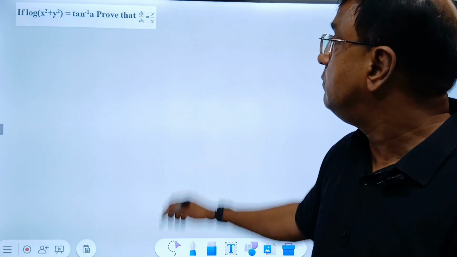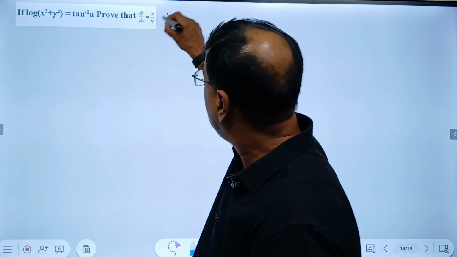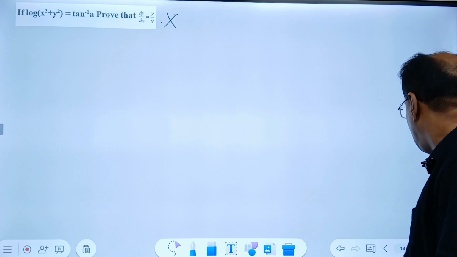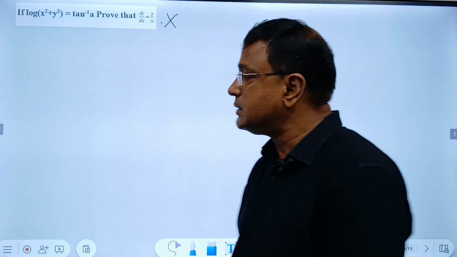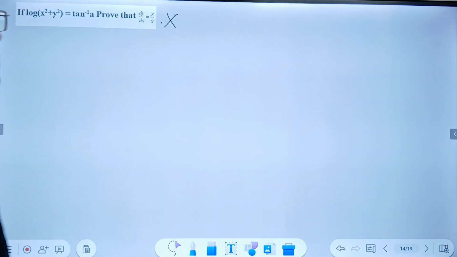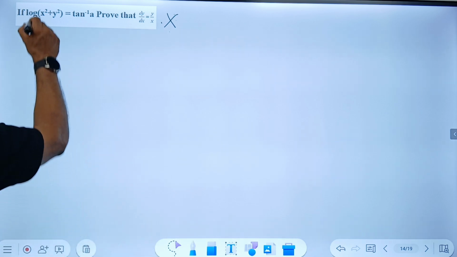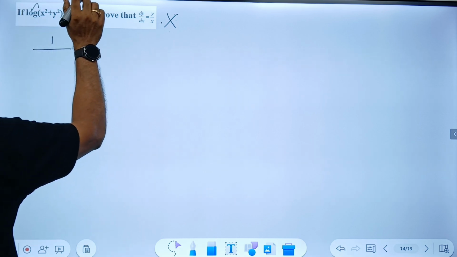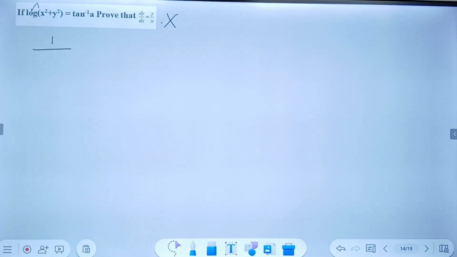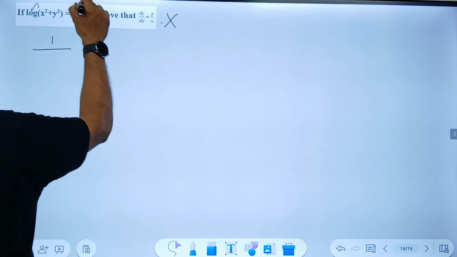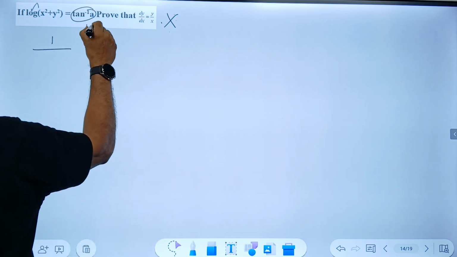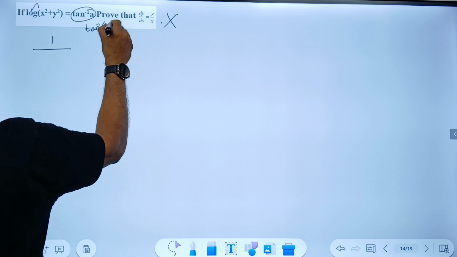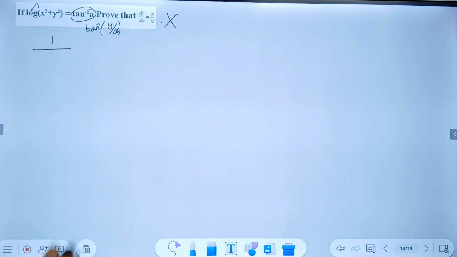Now this is another very important question. All questions are important today. Now how do I go about it? Log of x square plus y square equal to tan inverse of A. Okay. Now here what I do, I just differentiate. Actually here this question is wrong. It should have been tan inverse of y by x. Okay, I think you please correct it.